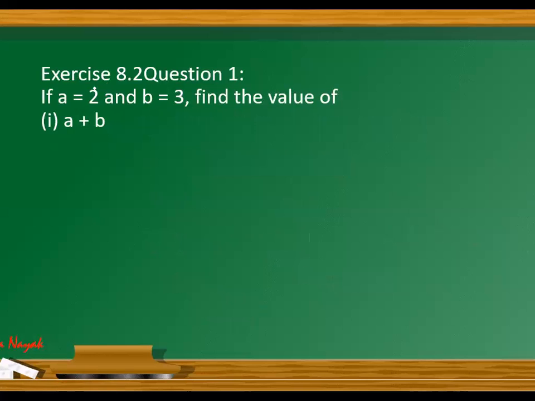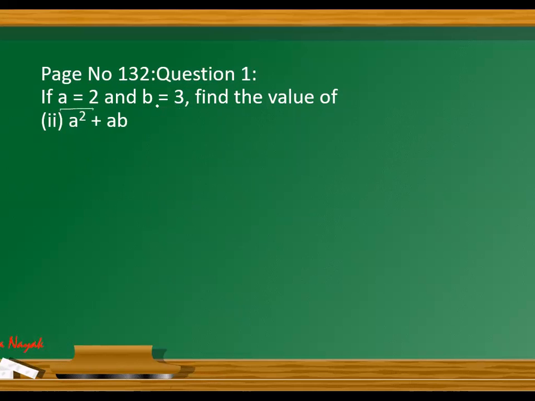So we are starting exercise 8.2, question number 1. If a is equal to 2, b is equal to 3, find the value of, just as we have discussed now, a plus b. So a plus b, in place of a, I'll put 2, in place of b, I'll put 3. So it will be 2 plus 3. How much? It is 5. So 5 is the answer.